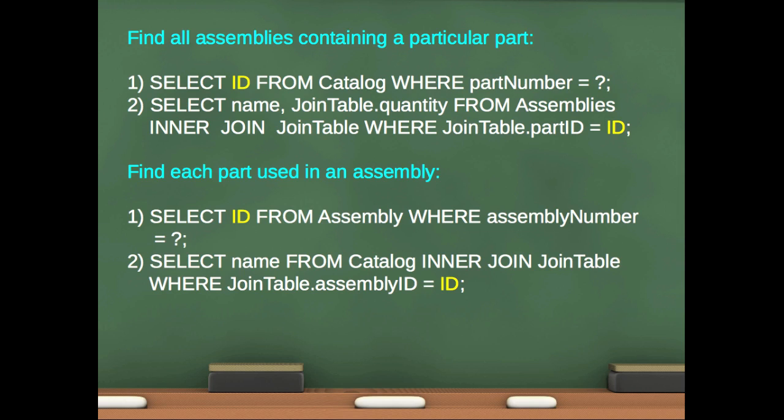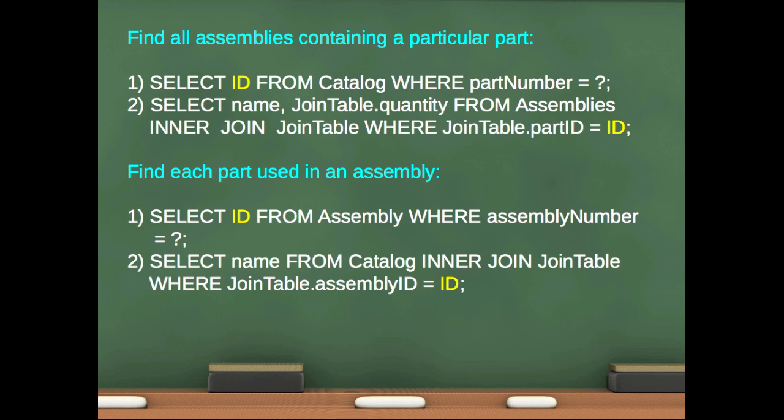So we select the name and, here, what we're looking for is the quantity of parts within an assembly. We select the name and the quantity from the join table, from the assemblies interjoined with the join table, where the join table part ID equals the ID. And this will actually give us the quantity of a particular part within any assembly that contains that part.